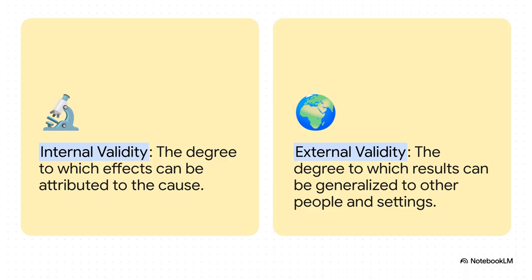Think of it like this. First, we have internal validity. This asks a really simple question. Was the experiment itself done right? Can we trust the results from inside that controlled lab setting? And then we've got external validity, which asks the other crucial question. Okay, so the experiment was perfect, but do these results actually matter out here in the messy real world? Can we apply them to you and me? Let's tackle internal validity first.